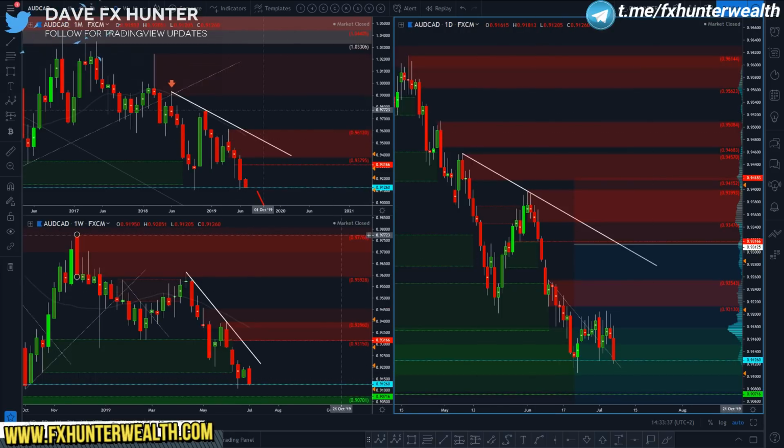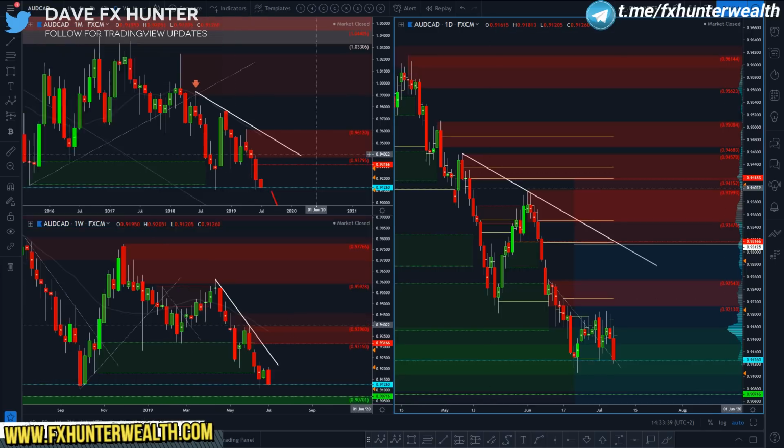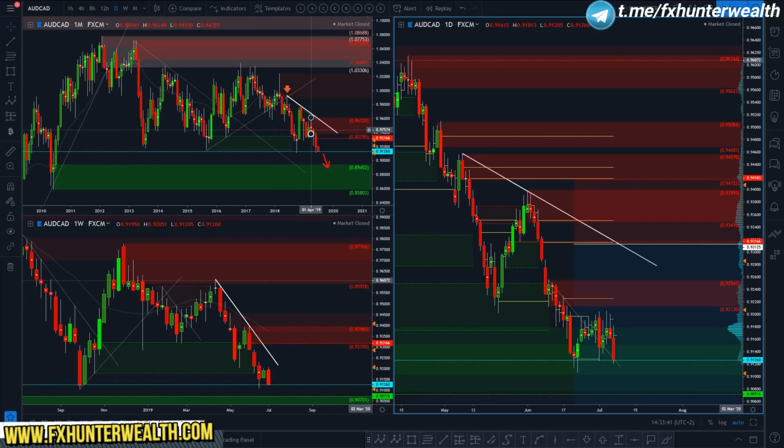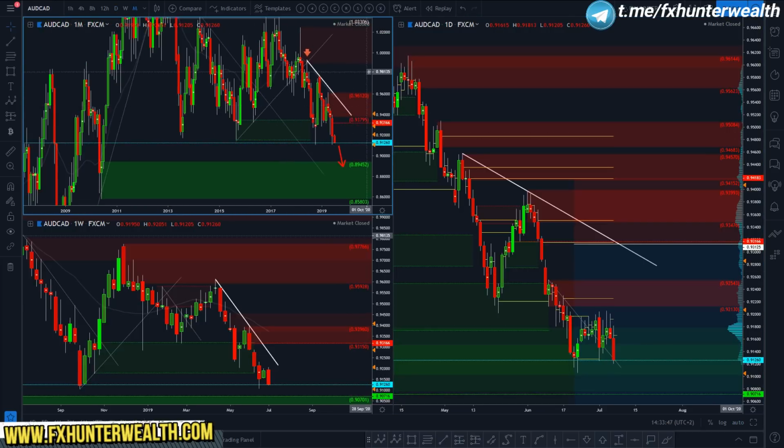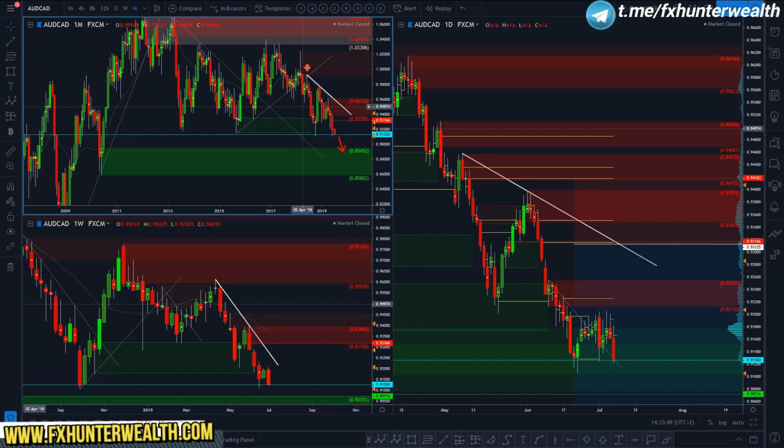This is the Aussie Cad, and it says again it's a very strong trend. However, I think it's a little bit late to join the party, because what is going on here, if you look on the monthly, it's dropping down, but we are almost in this demand zone as well on the weekly and the daily. It's almost there.